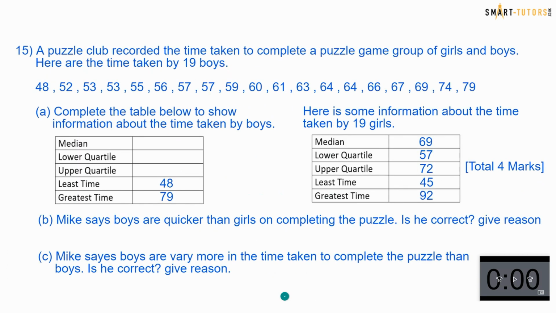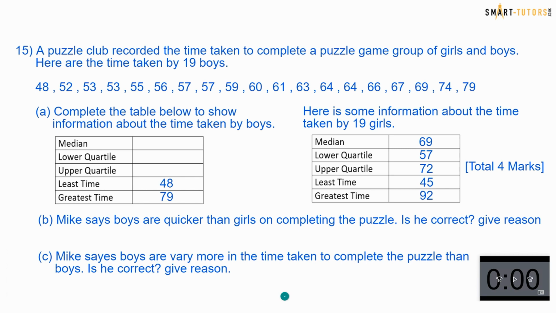Question number 15. A puzzle club recorded the time taken to complete a puzzle game for a group of girls and boys. Here are the times taken by 19 boys, and the numbers are given. Complete the table below to show the information about the time taken by boys. On the second part, here is some information about the time taken by 19 girls. The information is already filled in now.